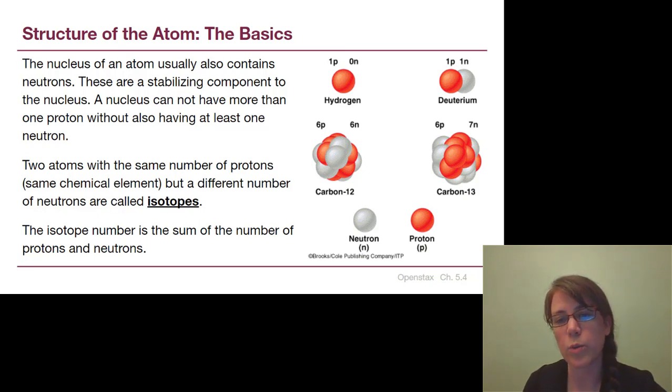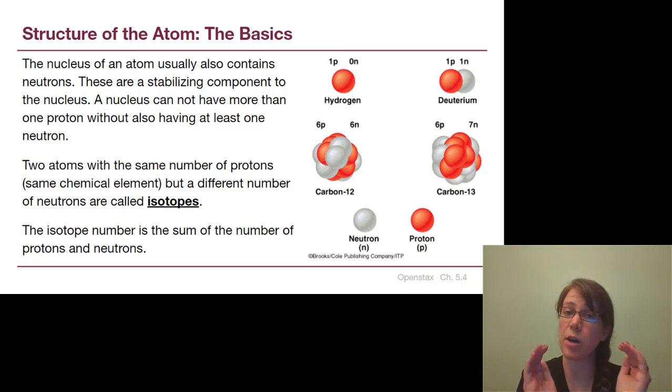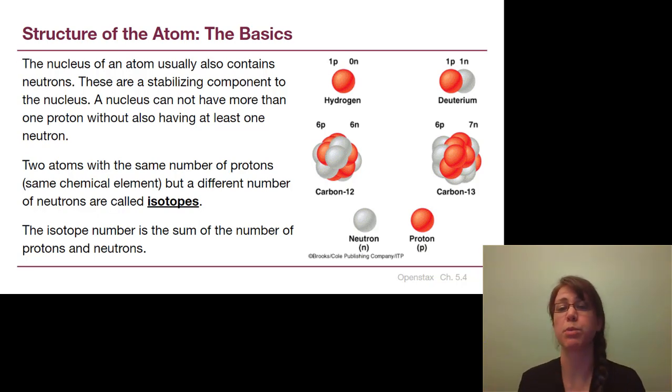The second level down, we've got carbon-12 and carbon-13. The idea of carbon comes from the number of protons, 6 protons. And the 12 comes from adding up the protons and the neutrons together. So carbon-12 is 6 protons plus 6 neutrons, and carbon-13 is 6 protons plus 7 neutrons.